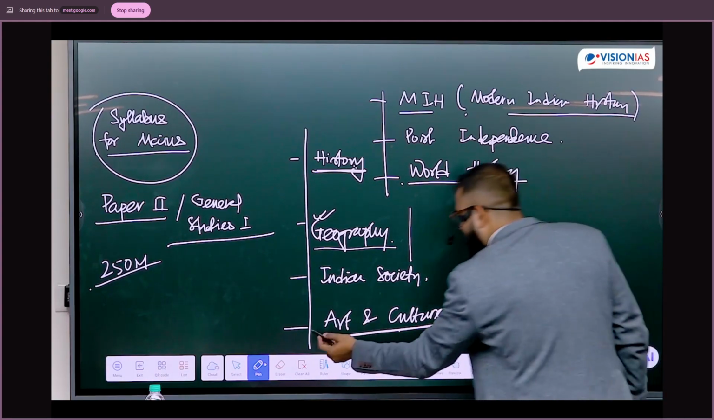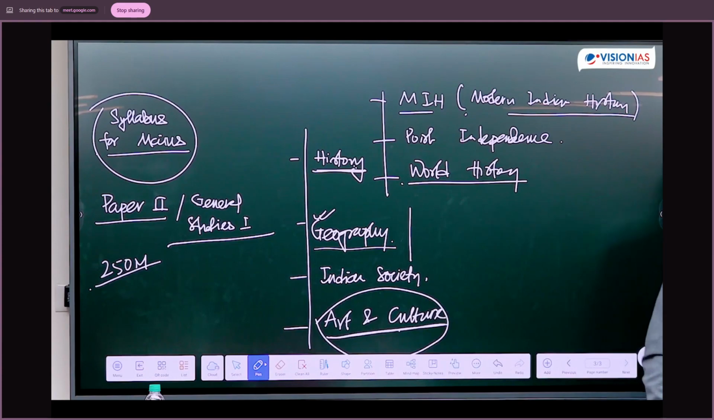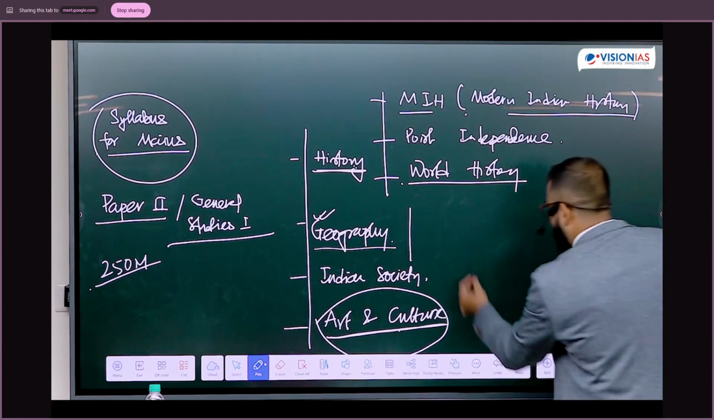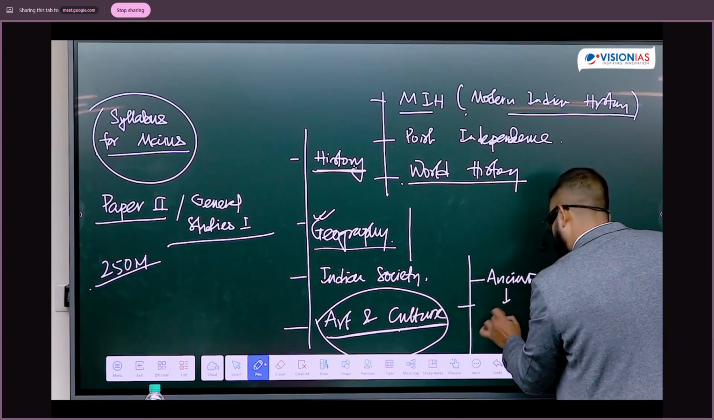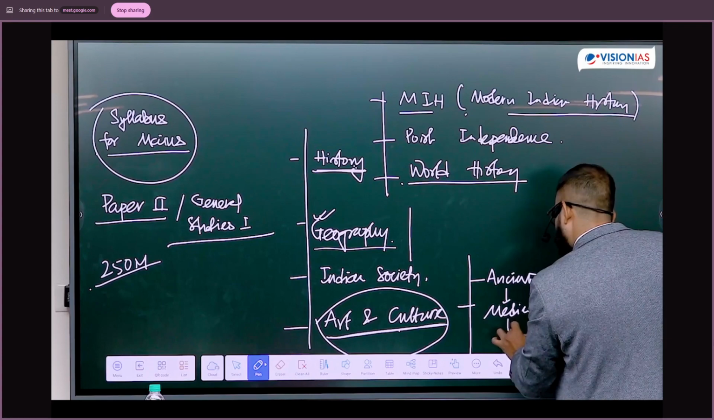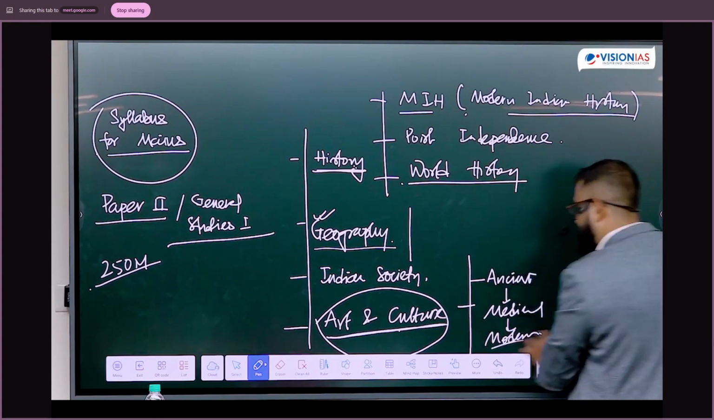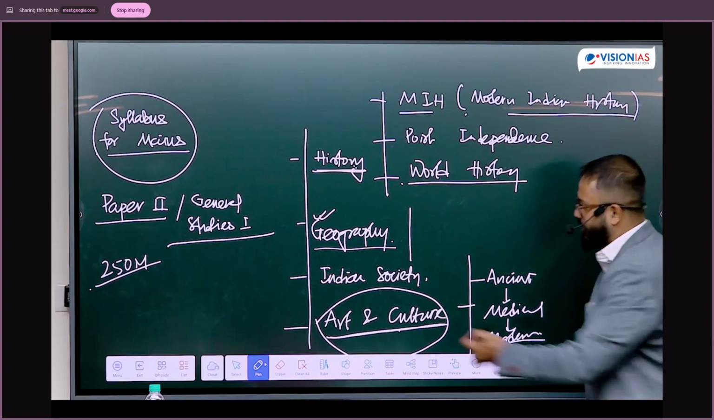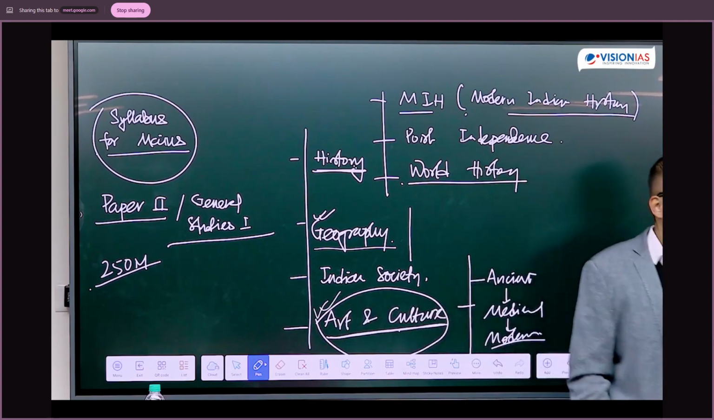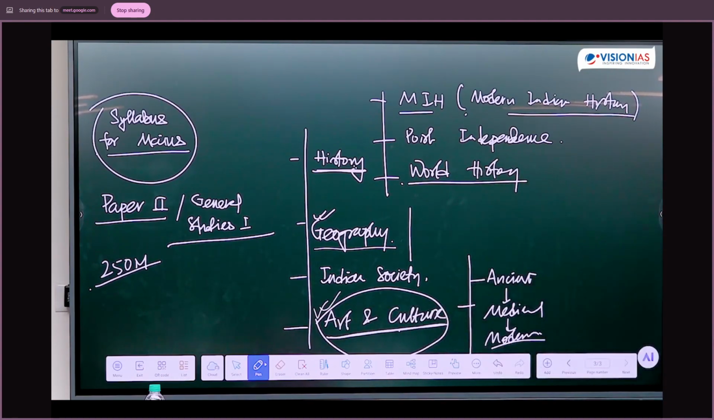And when you look at art and culture, that means drama, dance, architecture, music, painting, throughout the phase of ancient towards medieval, towards modern. That means modern architecture. Is it a part of mains? Yes. Is it a part of the portion of art and culture? The answer is yes. Please write it down.